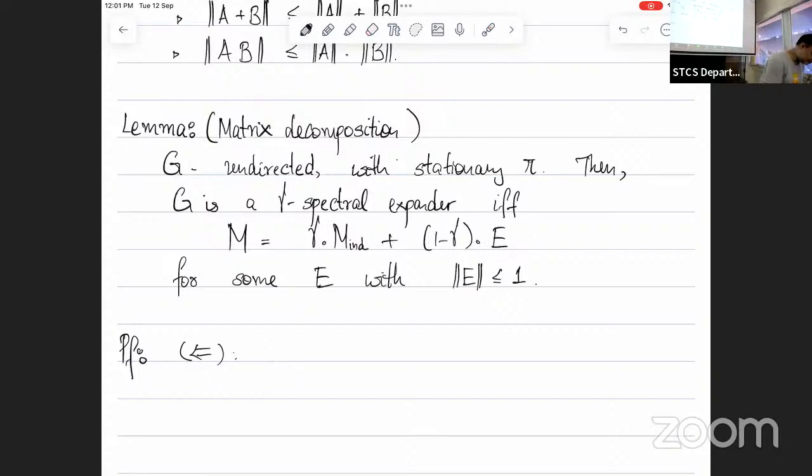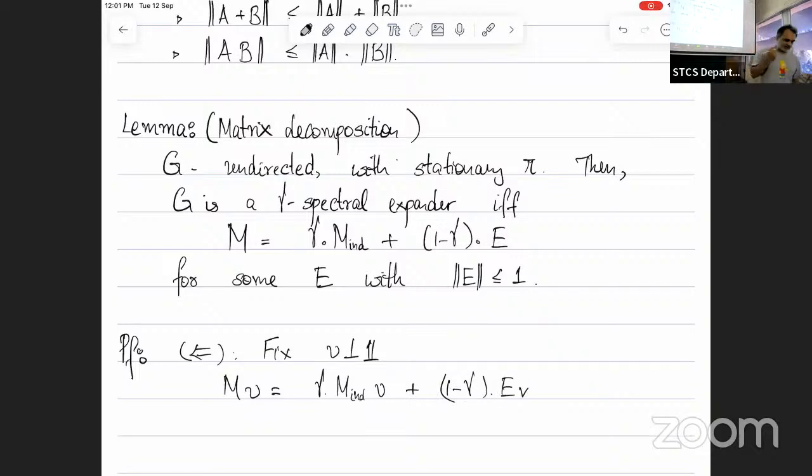So fix any V that is perpendicular to the all ones. Okay, and I want to know what is MV. This is going to be gamma times M_int V plus 1 minus gamma times EV. Okay, and we set up M_int in such a way that any vector that was orthogonal to the all ones vector, it just kills it. Because the only component it retains is the component along the all ones, and this has no component along the all ones. So this is equal to 1 minus gamma times EV, because the first term is just 0.